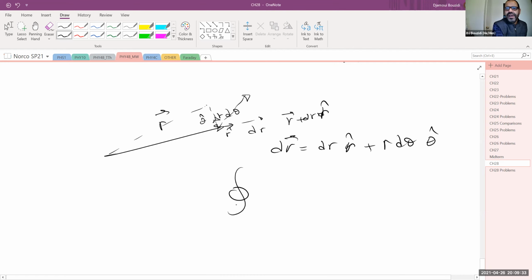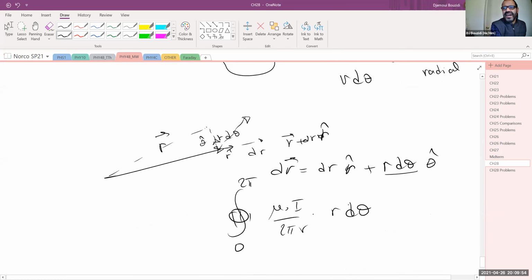So the integration is from theta, which now changes from 0 to 2 pi, of B, and B is still mu naught I over 2 pi r, times this number, which is r d theta, and this r d theta comes just from this dot product.